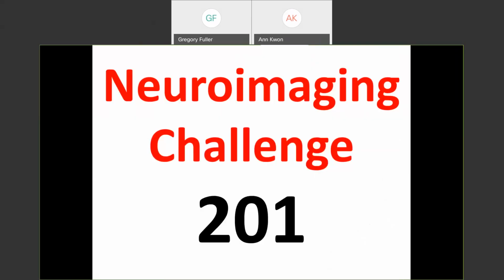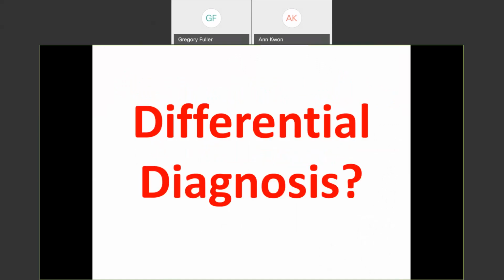Okay, let's bump it up one. I wanted to start off with something really easy. Let's bump it up to 201, Neuroimaging Challenge 201. And what I want is a differential diagnosis. It doesn't have to be rigorously in terms of what's statistically most likely. I just want a differential.